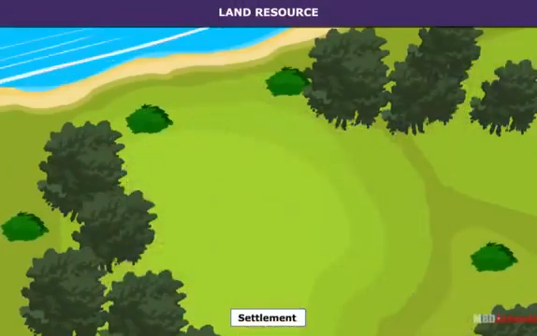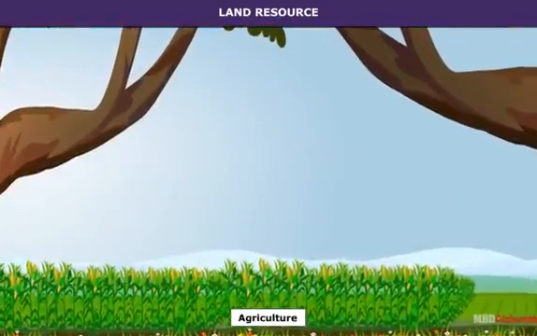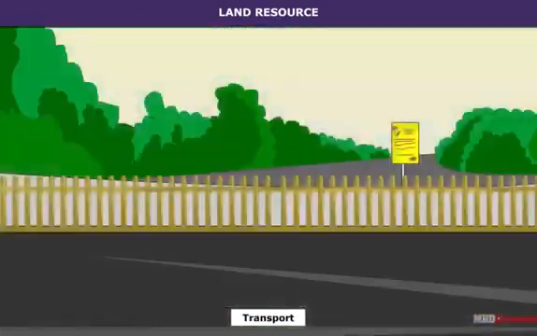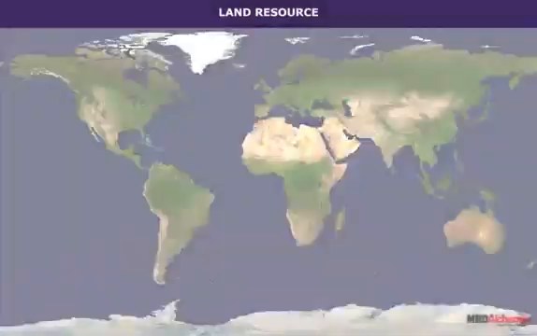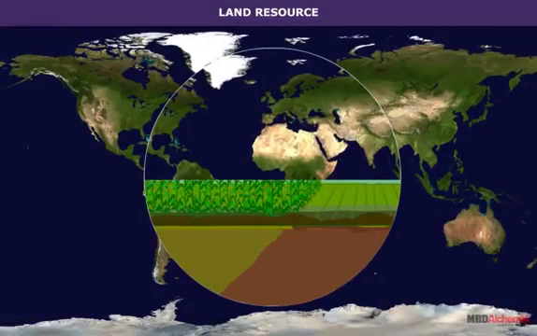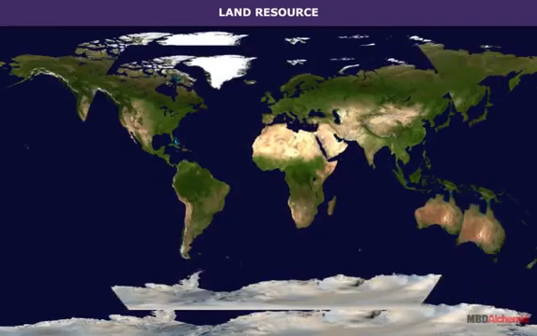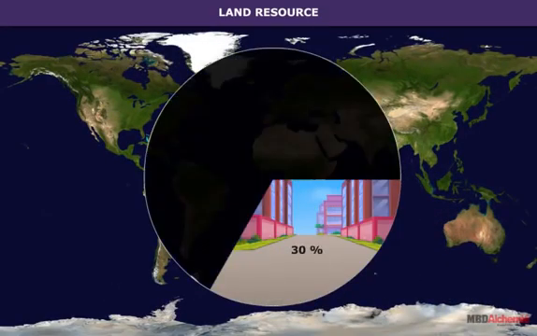Land resource. Land is the basic resource. It is used by human beings for settlement, agriculture, transport, and for other activities. Most of the clothing requirements of man comes from land. About 95% of human food requirements are met from land. Land constitutes only about 30% of the total area of the earth.